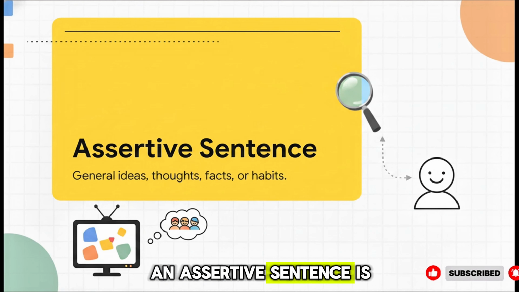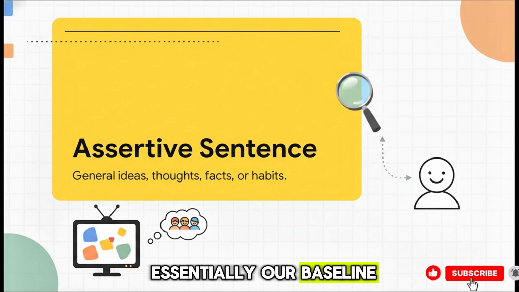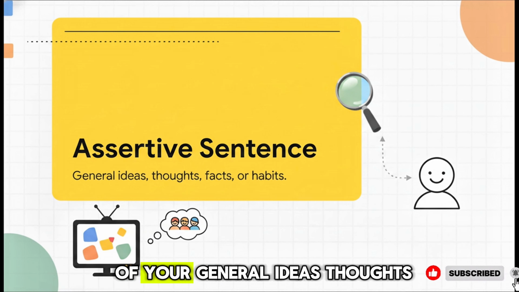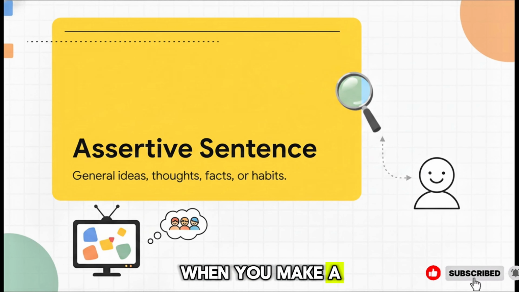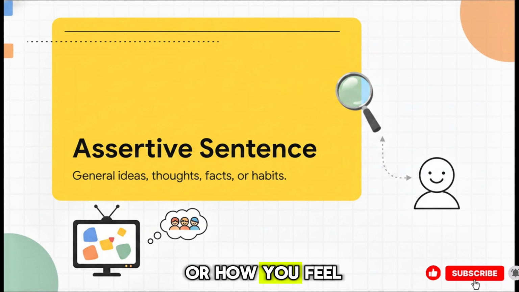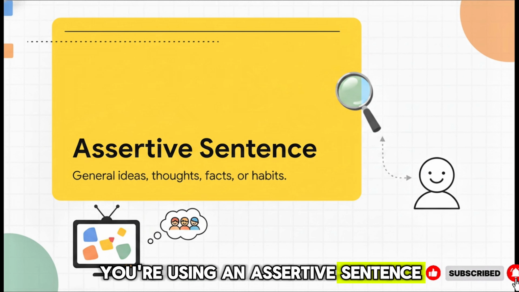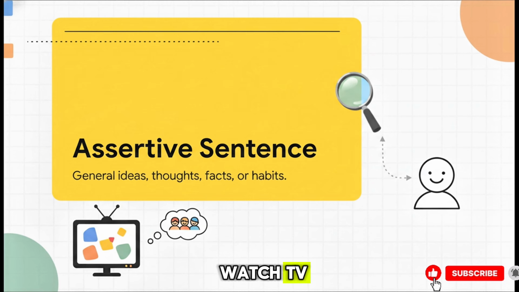An assertive sentence is essentially our baseline. This category covers all of your general ideas, thoughts, facts, or habits. When you make a normal, everyday statement about what is true, what you like doing, or how you feel, you're using an assertive sentence. If you say, I watch TV, I love my friends, or he is a nice person, you're just stating a fact or a habit.